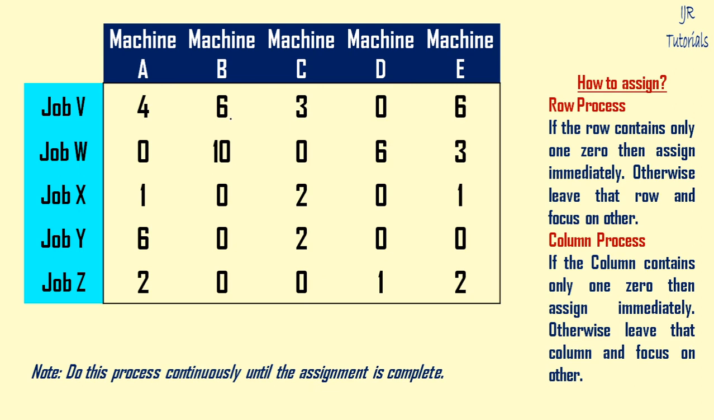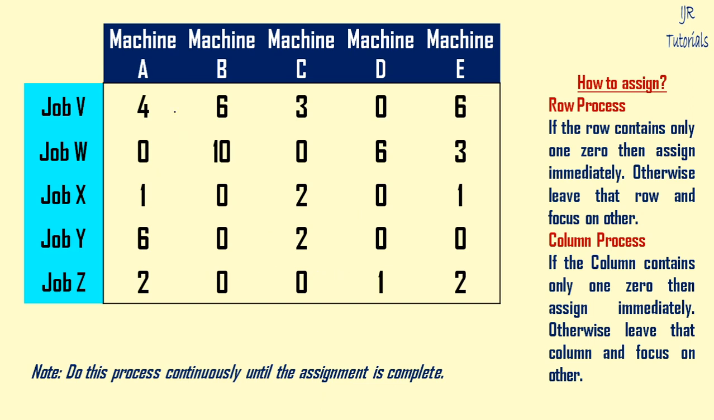So once all rows and columns have at least one zero, then we can do the assignment. That is the actual rule. See, first check whether all rows and columns have zeros or not. First row, yes, 0 is there. Second row, 0. Third row, yes, 2 zeros are there. Fourth row, 3 zeros. And fifth row, 0. So all rows have zeros.